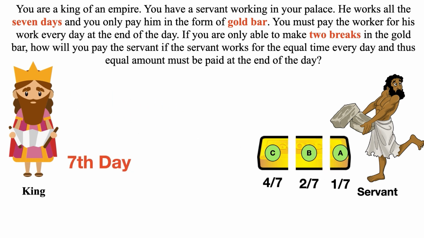Here you remain with no bar. Worker possess bar A, bar B and bar C. Thus by the end of 7 days, you have taken care of everything.